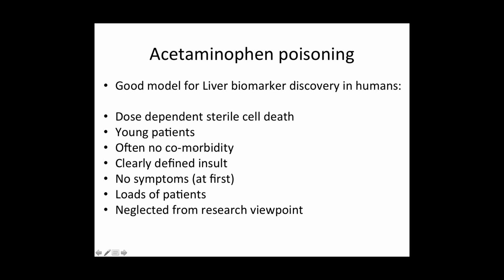The patients are young, which means they often have no comorbidity. Comorbidity can make biomarker studies much harder. Studies of sepsis can be very difficult if you've also got patients with diabetes, patients with existing liver disease, whereas most of the patients who take these overdoses are young with no other health problems. They have a clearly defined insult, and they have a blood measurement of the drug, so you know they've actually taken it. There's loads of patients, and from a research point of view, they've been very much neglected as a model, but they offer a real model for biomarker discovery.